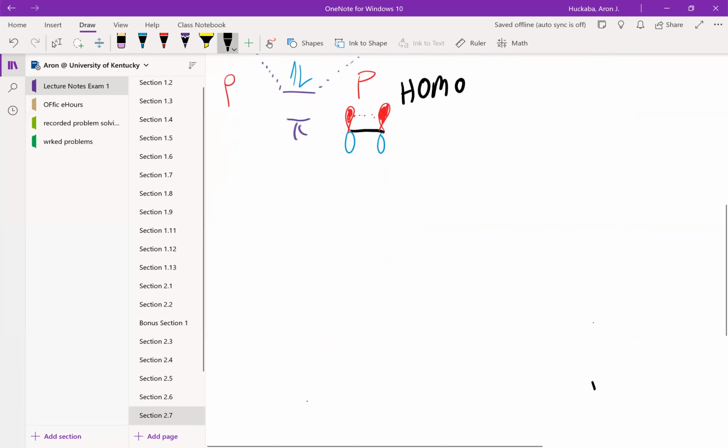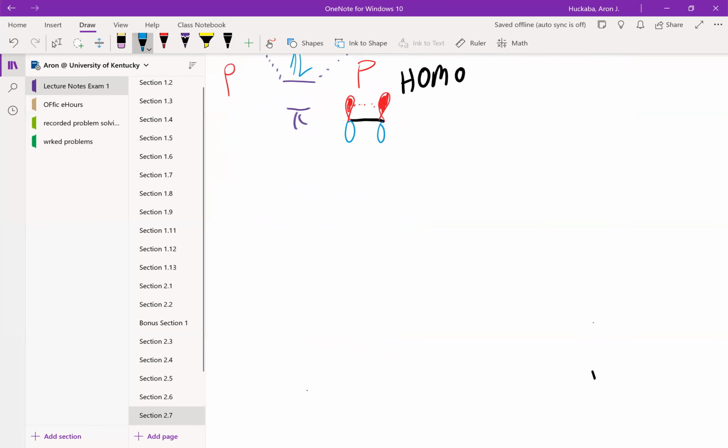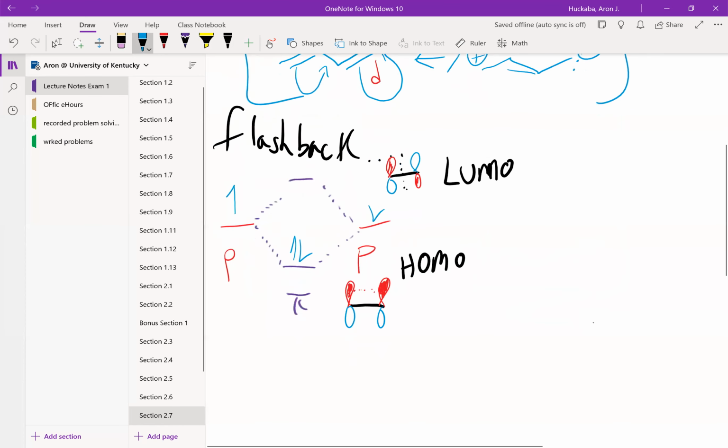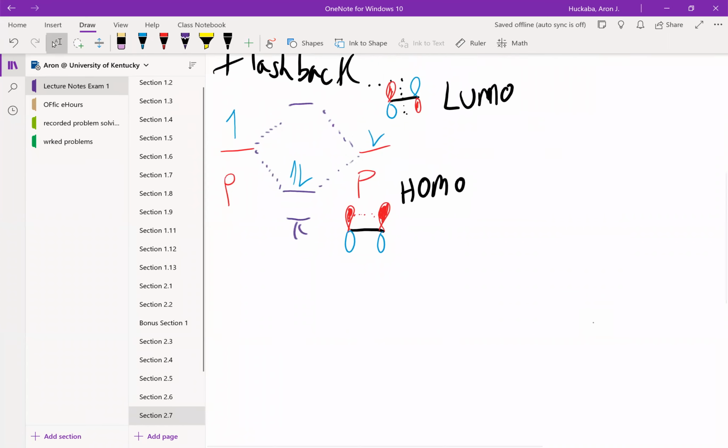Now, specifically, when we're looking at bond line structures, we can understand how the reactivity of a conjugated system might be different than a simple static bond line drawing like this.